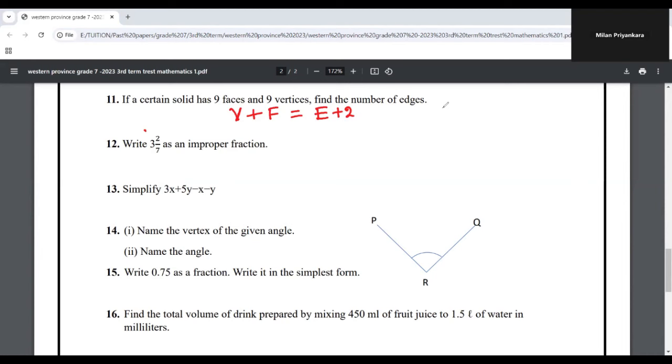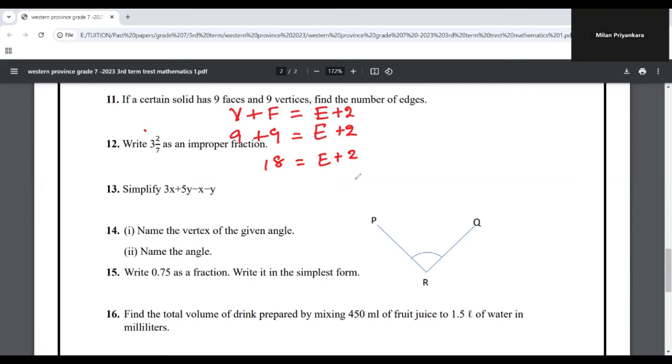And the second advantage is that if you do this, this equation will remain in your mind clearly, and you will recall it effortlessly, right? And so let's substitute the values. V is 9 and F is also 9, and E you have to find, plus 2. So this is 18 equals E plus 2.